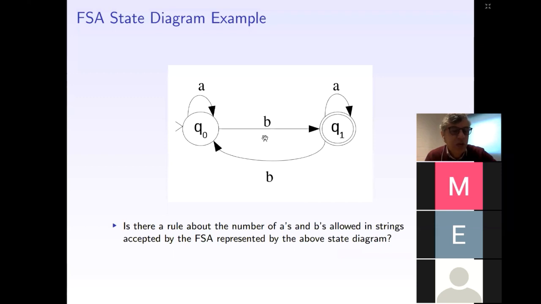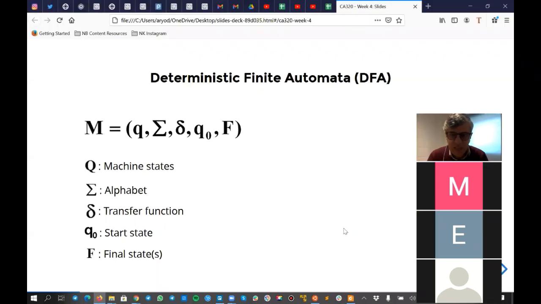This machine tries to accept some strings and reject some other strings. So what does it mean? Is there a rule about the number of A's and B's? What were the rules about the number of A's and B's in our course, in this module? Can anyone answer this question? I will ask the question again. What does it mean when I'm talking about a rule about the number of A's and B's? It means a grammar? It means a language? It means a language, right? It means a language and grammar.